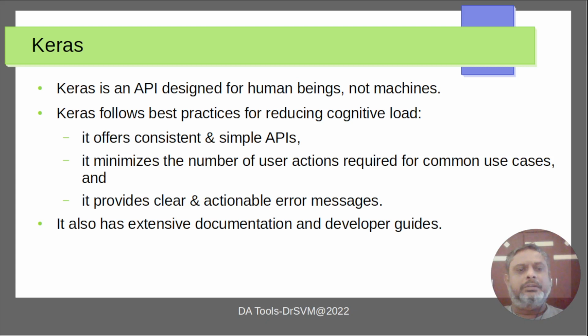So through these consistent and simple APIs, the cognitive load of the humans is reduced, and it minimizes the number of user actions. So very few actions are required by the human. So a high level abstraction is created by Keras, and it has extensive documentation and developer guides, so that will help even the beginners to get in and work more efficiently.